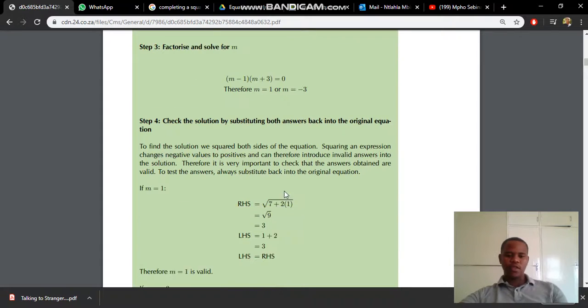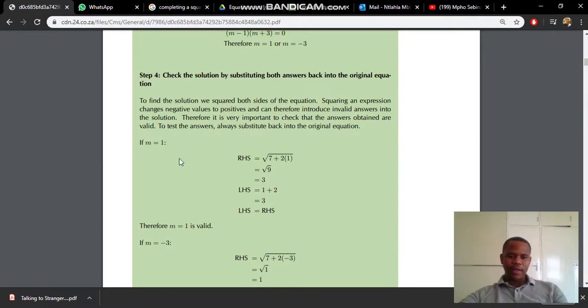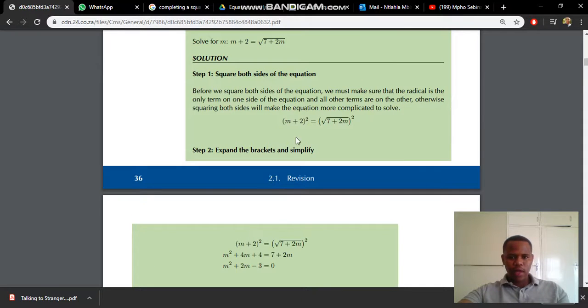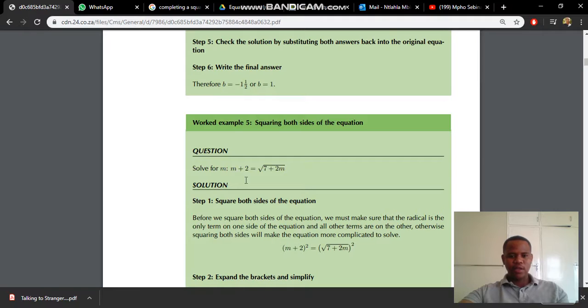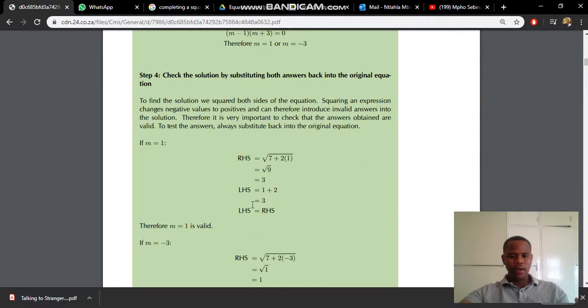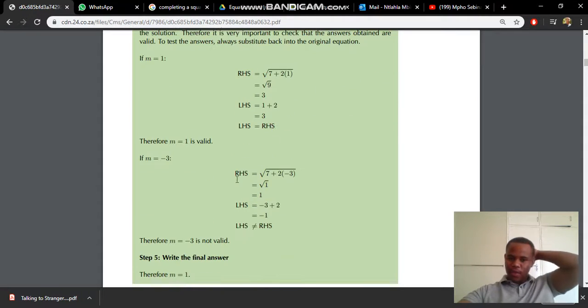Now let's check this one. When you check m is equal to 1, you take the right hand side, you substitute, you find the value. You take the left hand side, you substitute. Do you see it, guys? So our m is 1, so m plus 2 is equal to 3. The right hand side happens to be equal to the left hand side. So that m where m was equal to 1 was a valid solution.